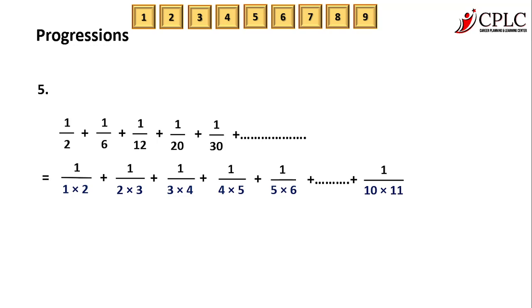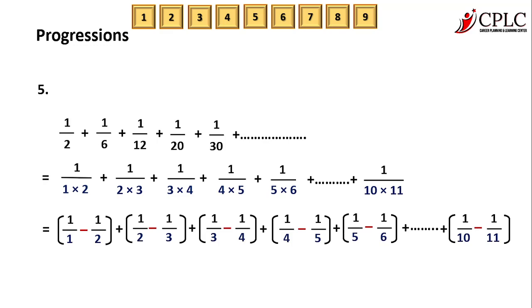The second thing is the split. When you split the numbers, the first number becomes 1 by 1 minus 1 by 2. The second one becomes 1 by 2 minus 1 by 3, which gives you 1 by 6, by the way. Then 1 by 3 minus 1 by 4 gives you 1 by 12. Similarly, for the last one, it will be 1 by 10 minus 1 by 11. And you have to add them, if you remember.